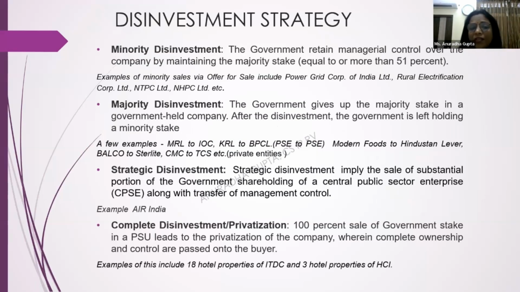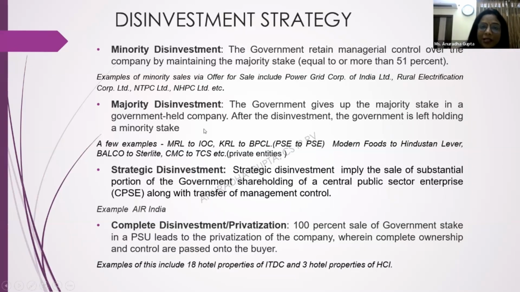Now, this disinvestment strategy, what are the broad ways in which disinvestment is done? First is the minority disinvestment, where, as the name itself makes clear, the majority of the stake is held by the government and a minority is passed to a third party. Right? So that means, suppose out of 100%, maybe 10 or 15 or 20% stake is being offered to the private party. So that is a minority disinvestment. Some efforts have been made in India, which include the offer for sale of Power Grid Corporation, Rural Electrification Corporation Limited, NTPC, NHPC, etc.